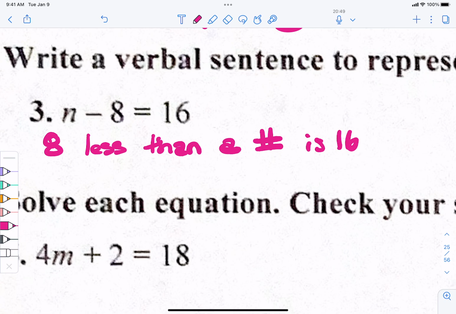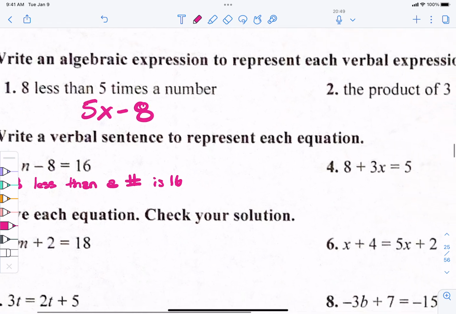Okay, good? All right, 4 is kind of a doozy. Try it on your own and see how you do. There's a couple of ways you can write it.